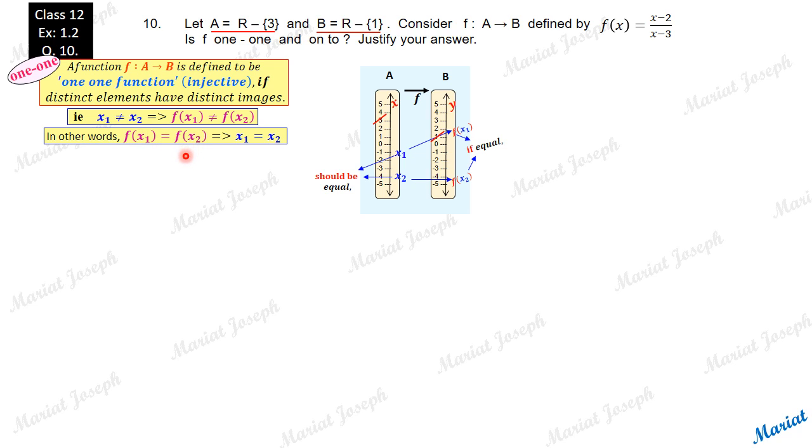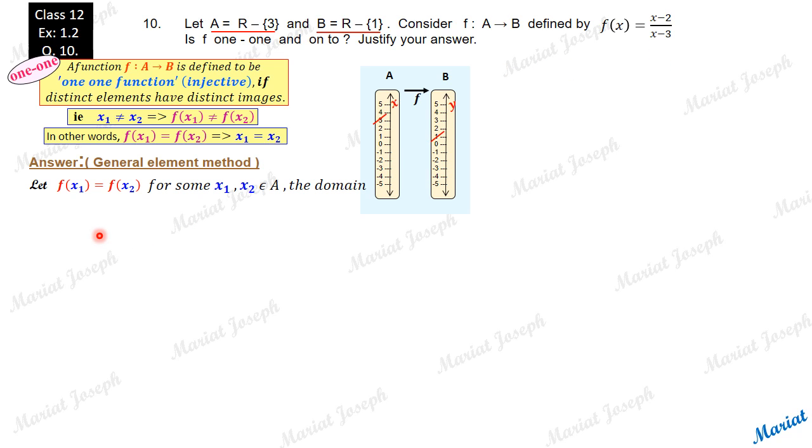Let's use this interpretation to check this function. Let us take f of x1 and f of x2 equal for some x1 and x2 of the domain. In case these two are equal, f of x1 equal to f of x2 means (x1 minus 2) upon (x1 minus 3) equal to (x2 minus 2) upon (x2 minus 3). That is, to get f of x1, place x1 here. So we get an equation. Let's simplify further.